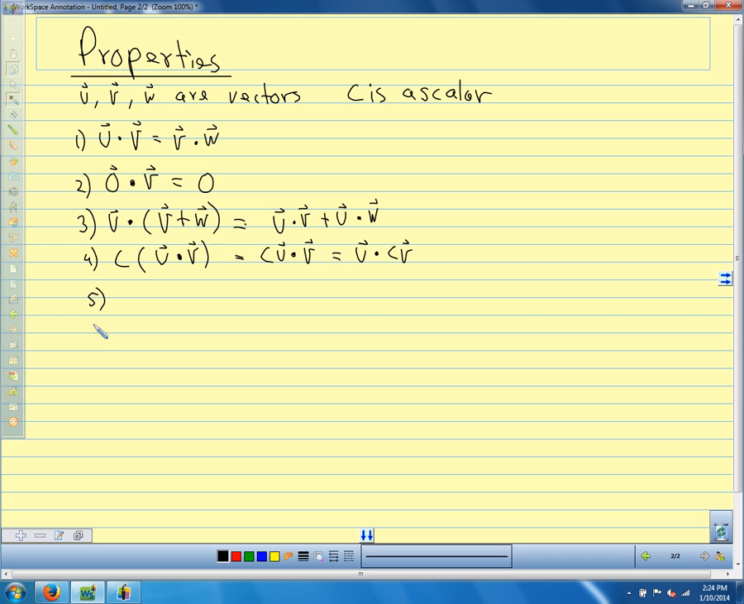And this last property comes up a lot when you start applying the dot product. If we take the dot product of a vector with itself, we get the square of the magnitude. And this property, again, comes up a lot when we start applying the dot product. For now, I want you to be aware that this property about the dot product is true.